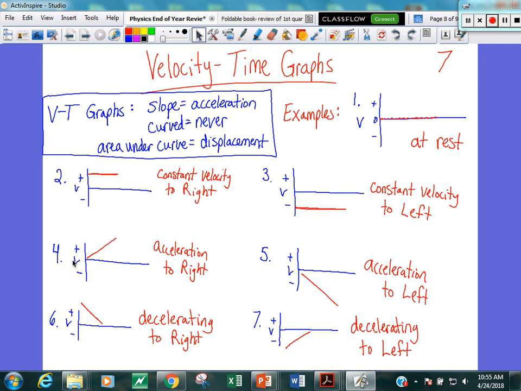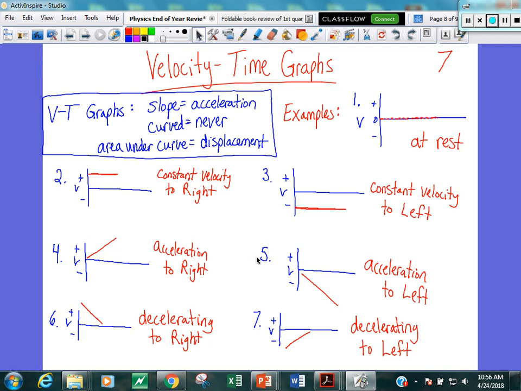If you see a velocity time graph like this, we'll notice that the line is upstairs, which means it has a positive velocity, so it's going right. But now the line has a slope. Slope tells us acceleration, and so this is a positive acceleration to the right, or accelerating to the right. Notice, guys, the line is getting further away from 0. It's getting faster and faster. It's speeding up, and it's going to the right.